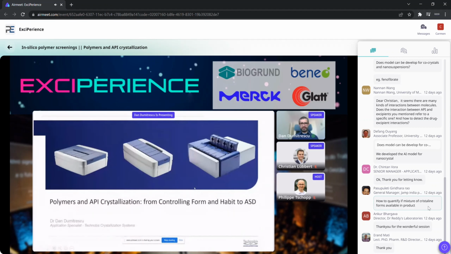Good afternoon, everyone. While Christian did a very nice presentation on the in silico part screening and how to limit the number of experiments you end up doing to reach your final product, I will talk a bit about the experimental side of things and how you can measure the interplay between polymers and API crystallization, and how this can influence your final crystalline form, your particle habit, and can lead to amorphous solid dispersions.